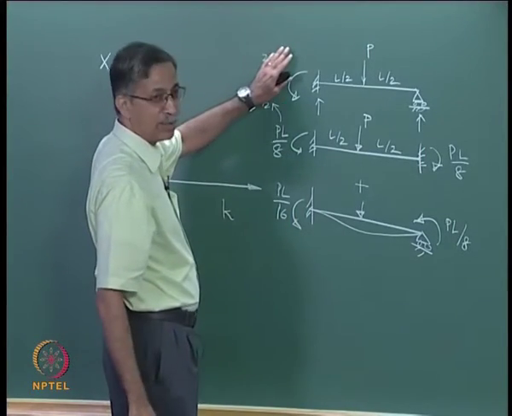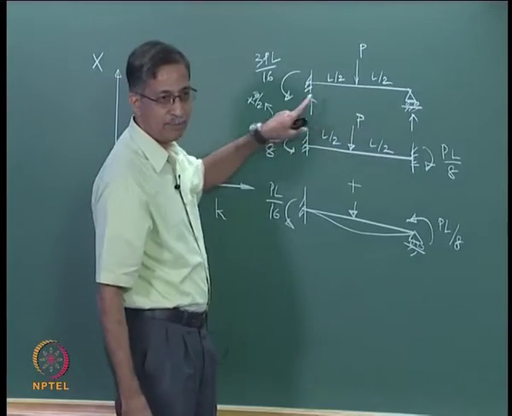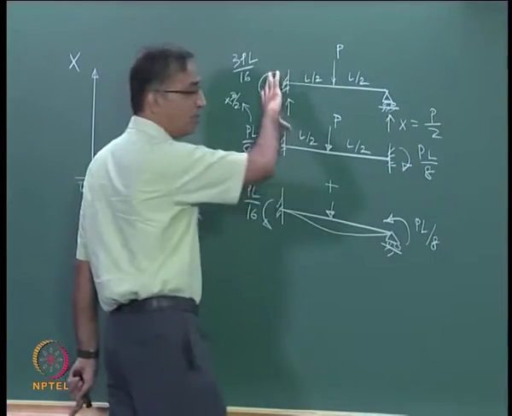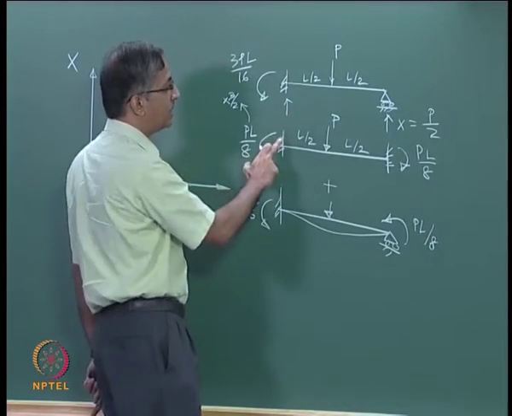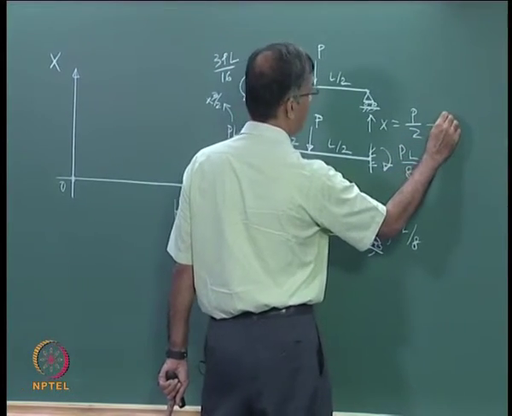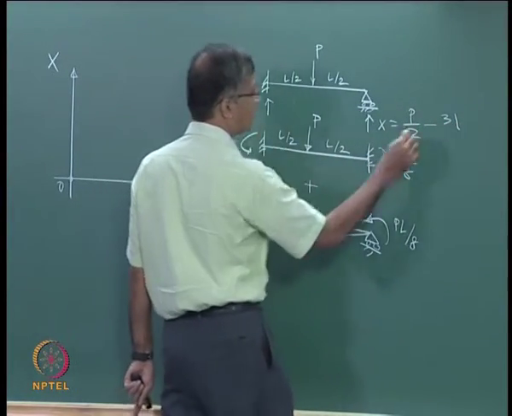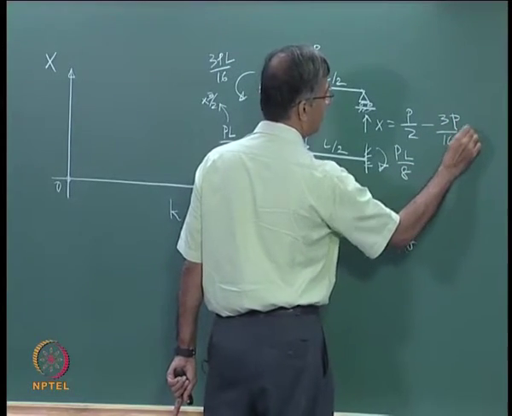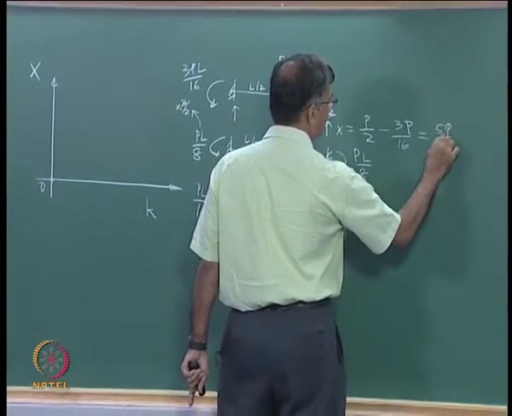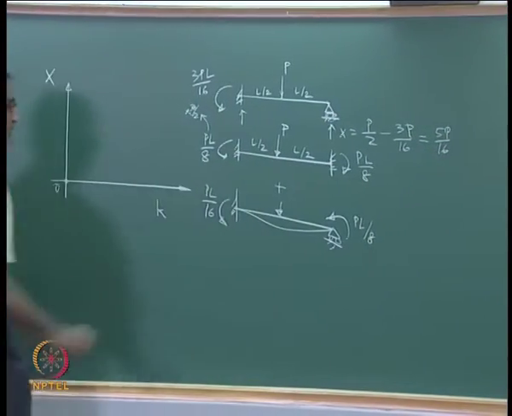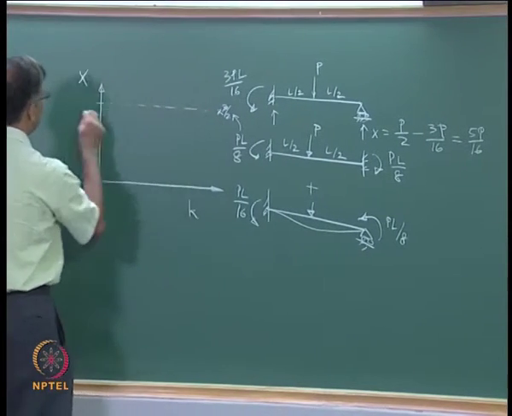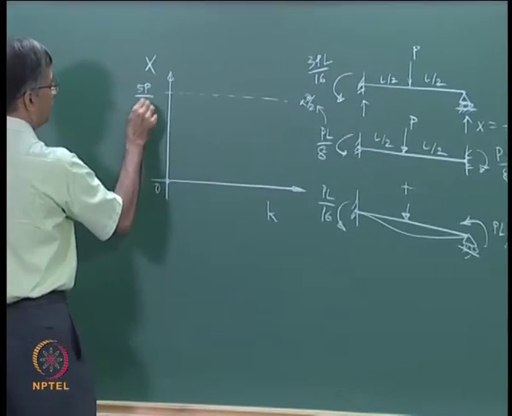Well, if this moment was not there, it will be P by 2, P by 2. So this is X. So it is P by 2, but due to the moment, this will increase and this will reduce by how much? This divided by L, that is 3P by 16. How much do you get? 5P by 16. So as K tends to infinity, you can't exceed this value, right. This value will be 5P by 16.